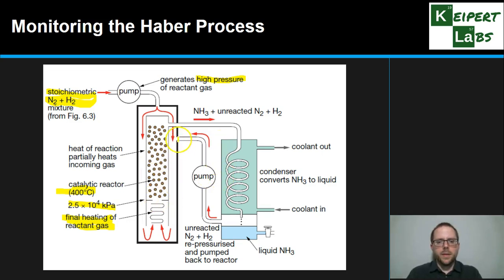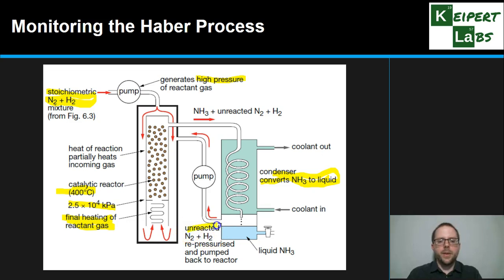So the first thing we're going to do is pump it down through here. This is a condenser, because ammonia turns into a liquid at around minus 33 degrees Celsius, whereas nitrogen and hydrogen don't become liquids until close to minus 200 degrees Celsius. So if we cool this down using coolant that's going around this tube here, we're converting our ammonia to liquid, going from gas to liquid. The liquid ammonia can then drain out the bottom and be collected down here.